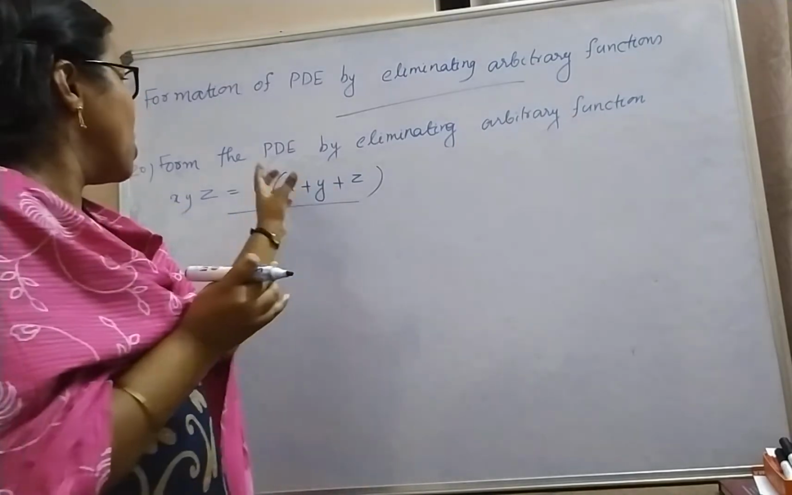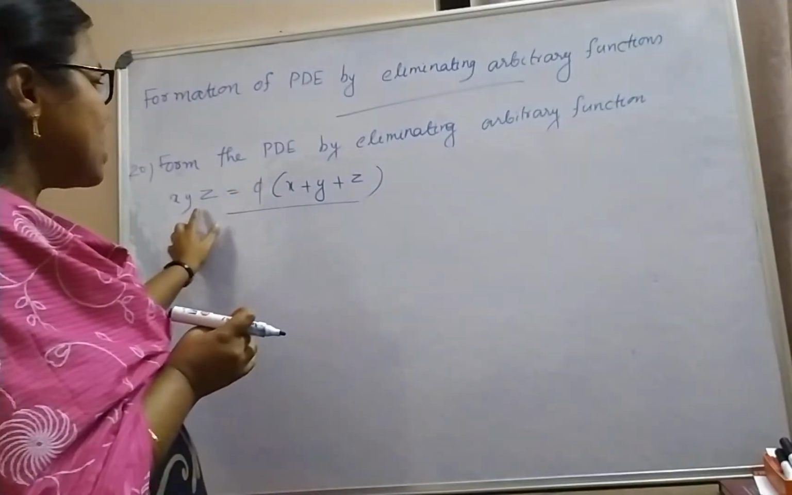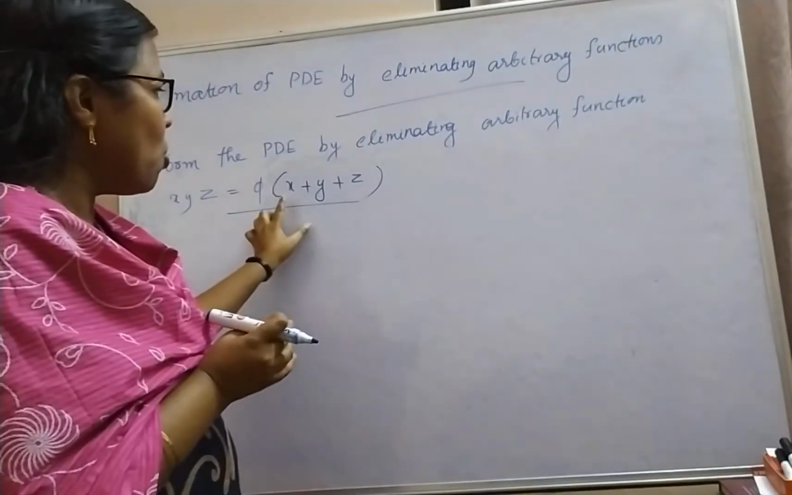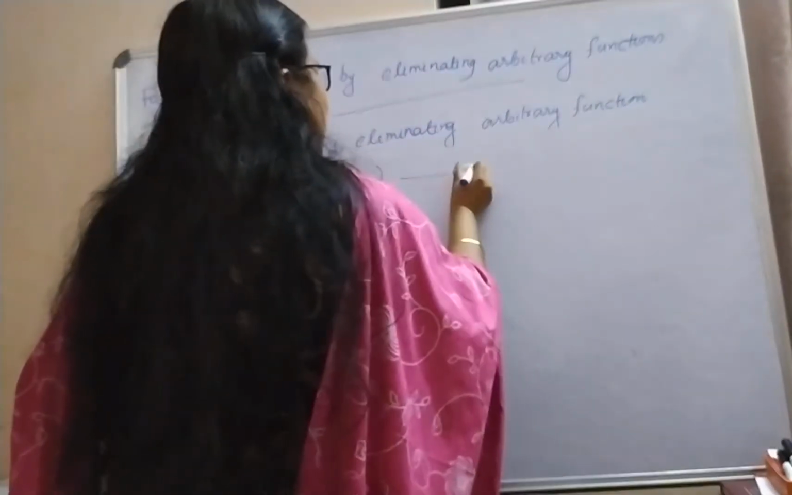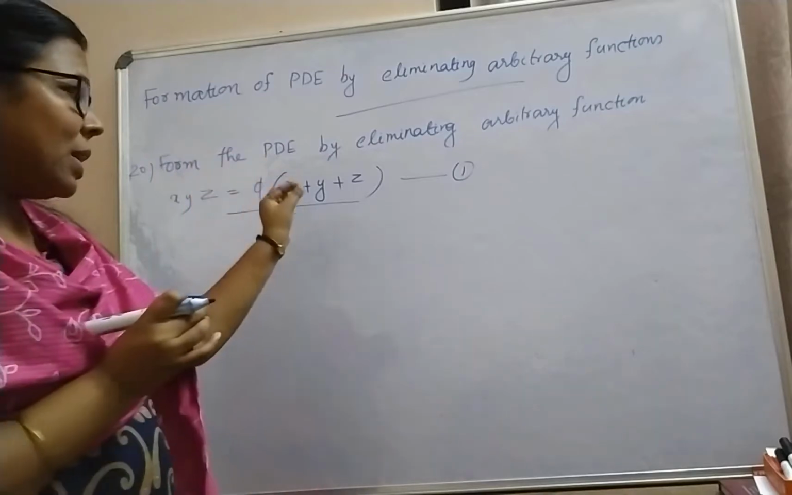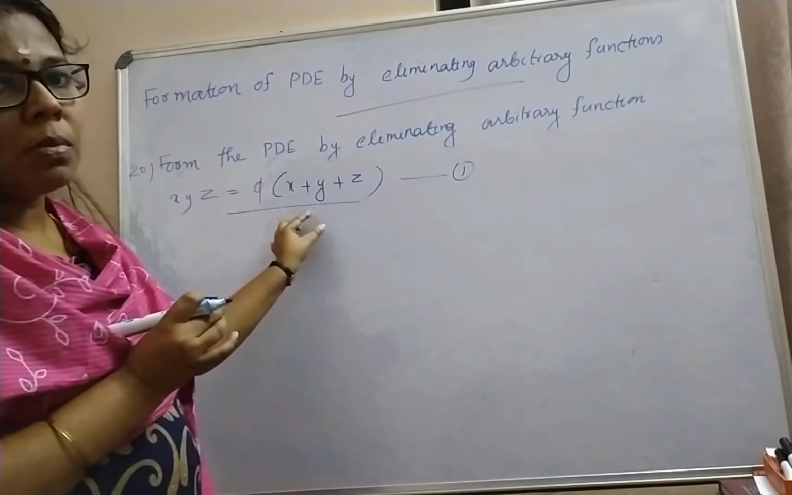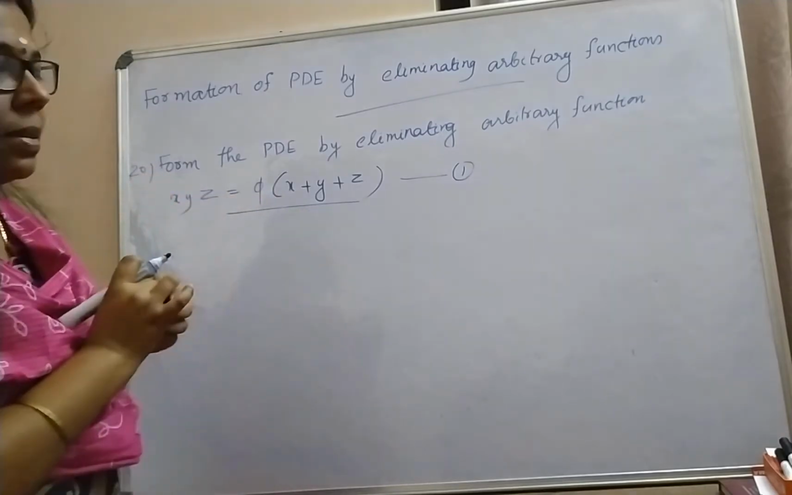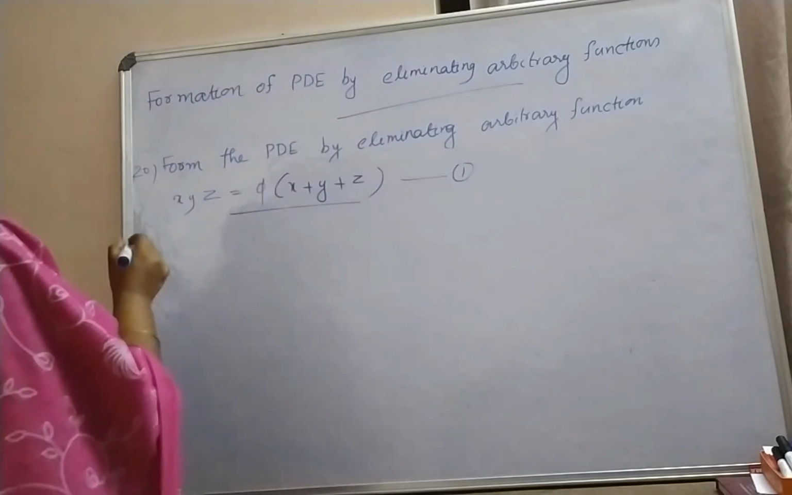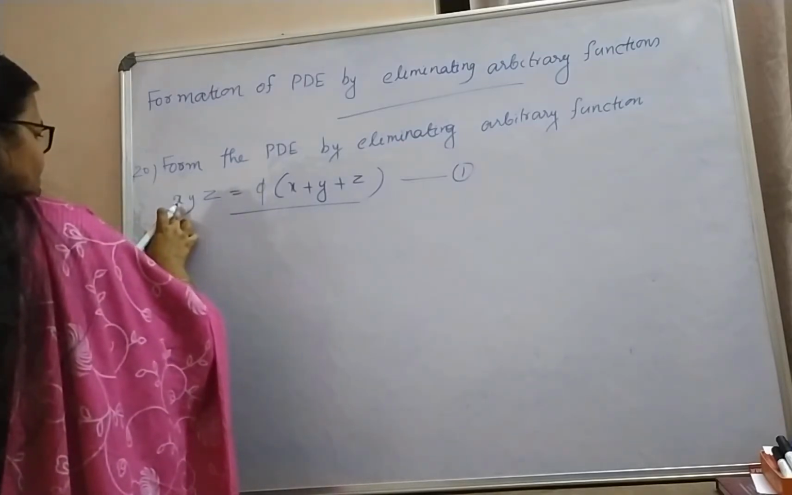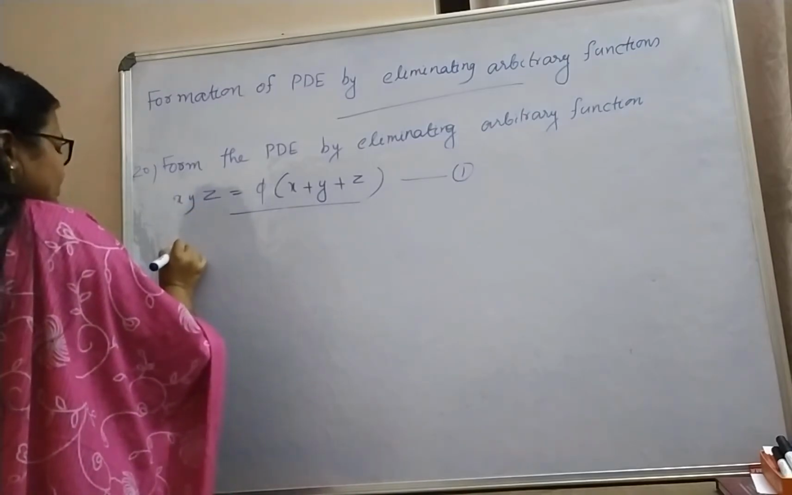Next question is, form the PDE by eliminating the arbitrary function phi from z equal to xy plus phi of x plus y plus z. Put it as equation number 1. Here there is only one arbitrary function, therefore the PDE is of first order. First, partially differentiating equation number 1 with respect to x.